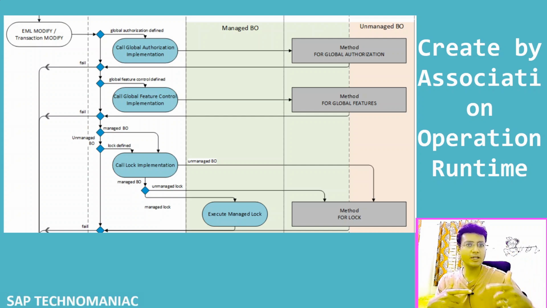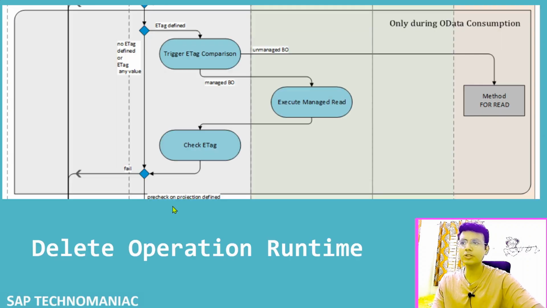So you have to make sure that whenever you are doing the create by association, the entire BO is locked. For that particular travel, all the bookings and all the booking supplements, that entire travel should be locked. Nobody is able to create the booking and booking supplement for that particular travel if you lock that travel. So that lock implementation needs to be done, and in a managed scenario, it is done by the framework, no need to worry.